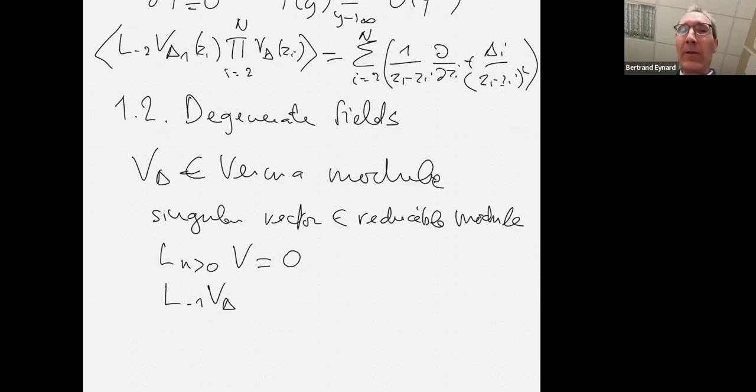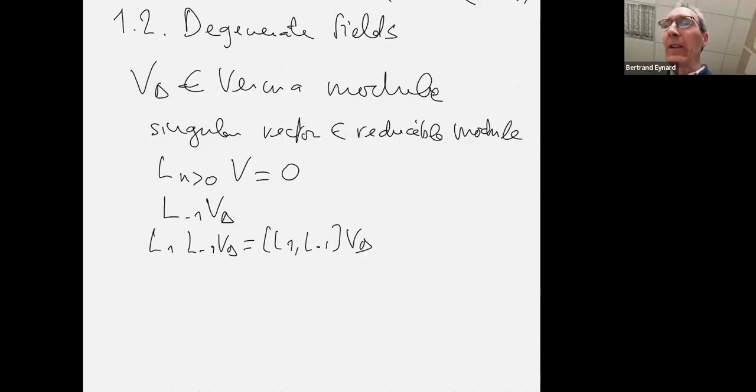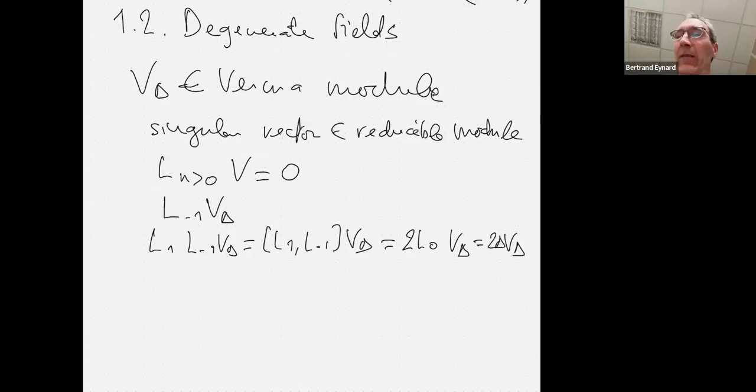So in particular, we can compute L1 acting on this L-1 V delta. And to do that, we'll use the Virasoro commutation relations. So here I have an equality because V delta itself is primary, so it's killed by L1. So I can replace L1 L-1 by the commutator. And then using the Virasoro algebra, this commutator is 2 L0 V delta, which is 2 delta V delta, since V delta itself is primary with dimension delta. So if you want this to be 0, you need delta itself to be 0.